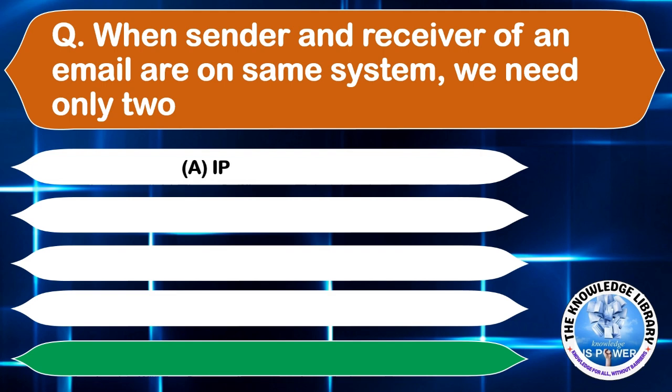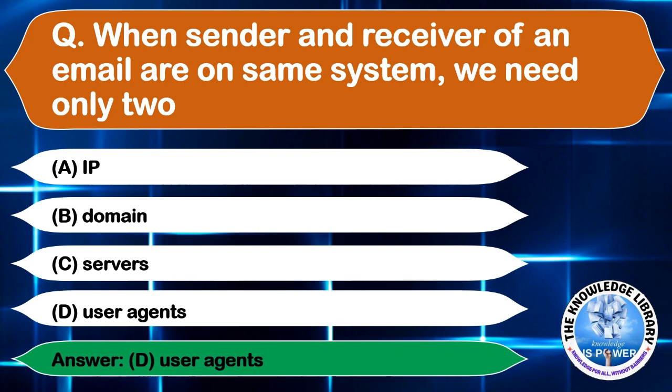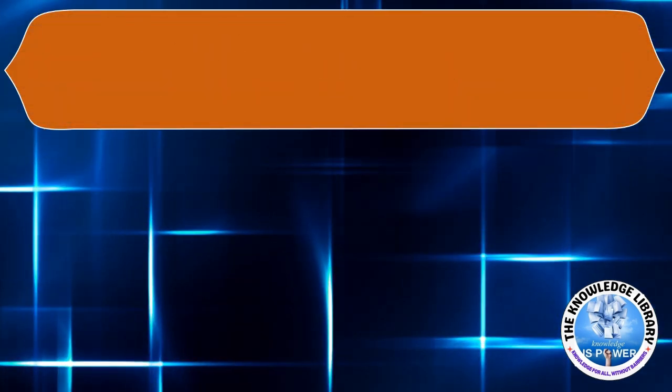The next question is when sender and receiver of an email are on same system we need only two. Option A IP, option B domain, option C servers, option D user agents. The correct answer is option D user agents.